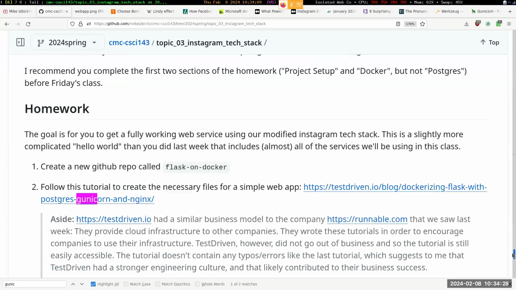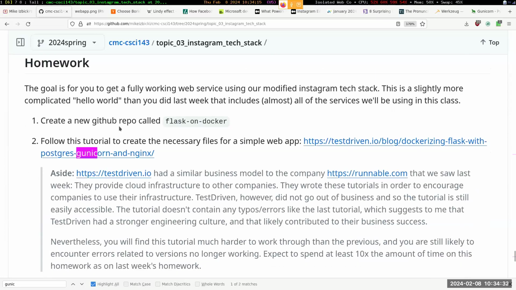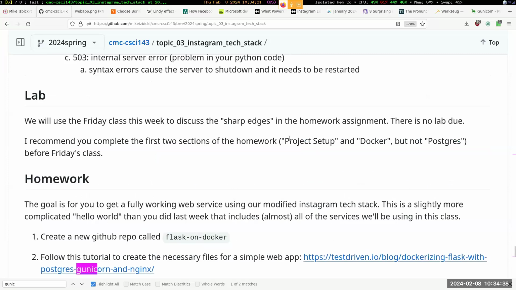And so my strong recommendation is that before lab on Friday, you start this homework assignment, and in particular, do the first two sections, this project setup and Docker section. And then in the lab, we will together go through this Postgres section, and I'll make sure that everybody has that working, and so that you'll actually be able to complete the homework.